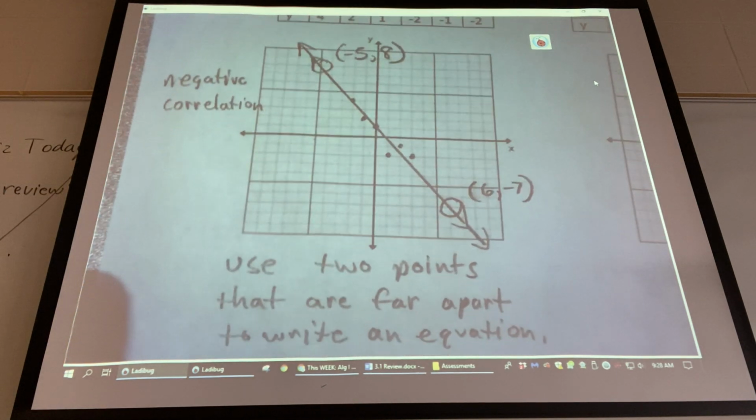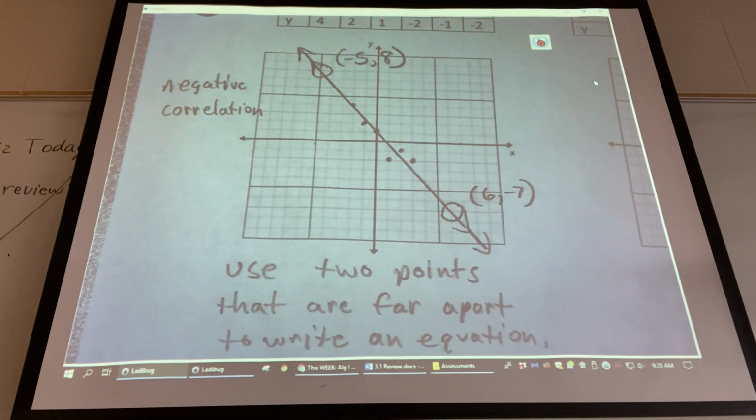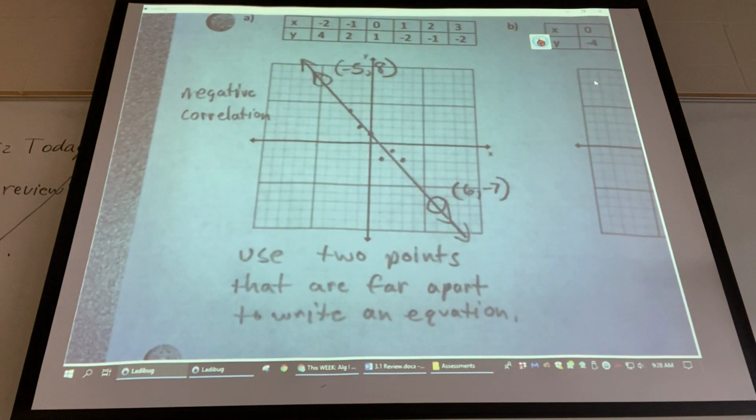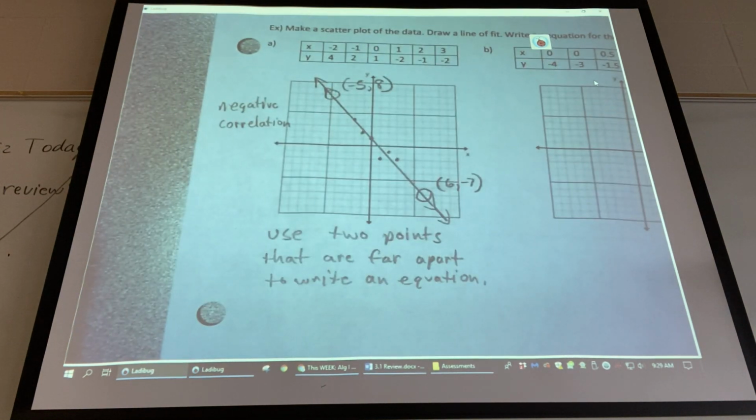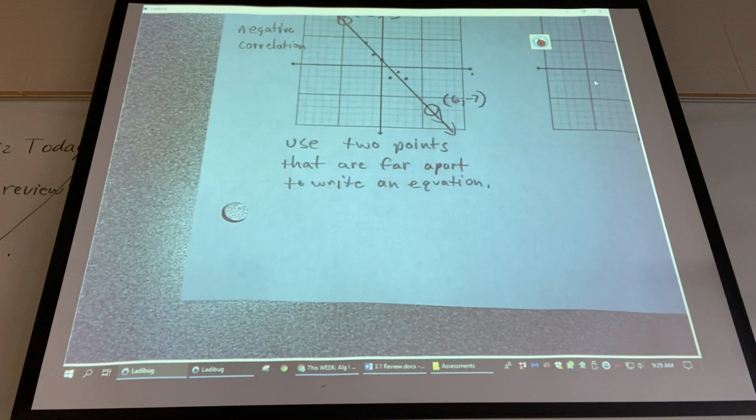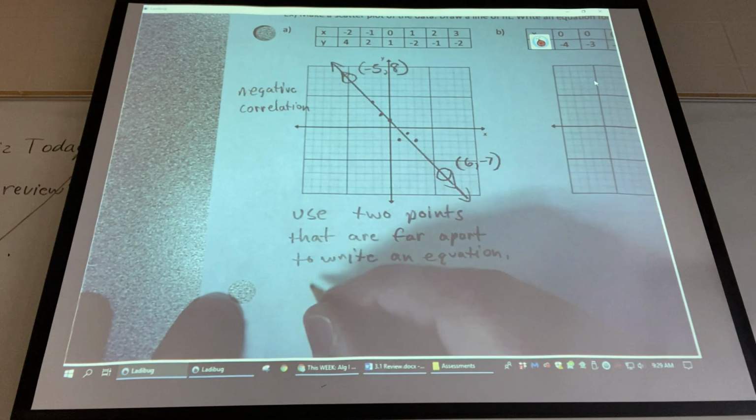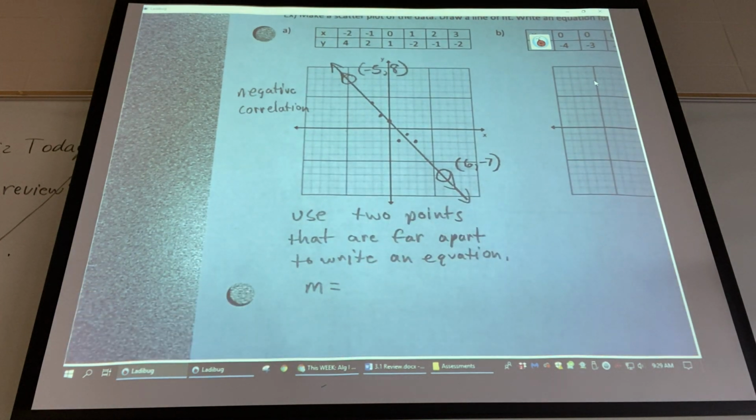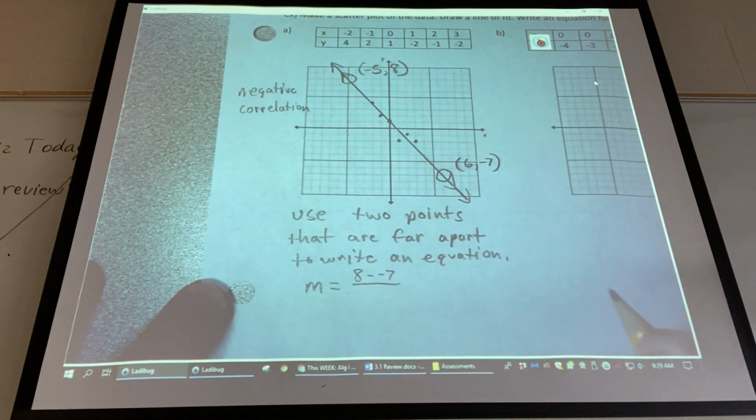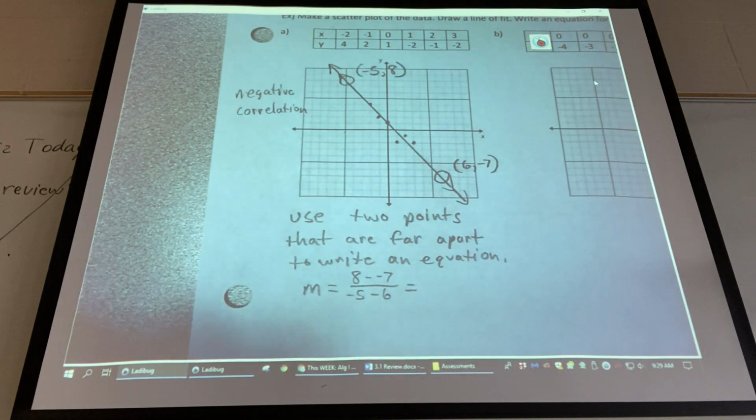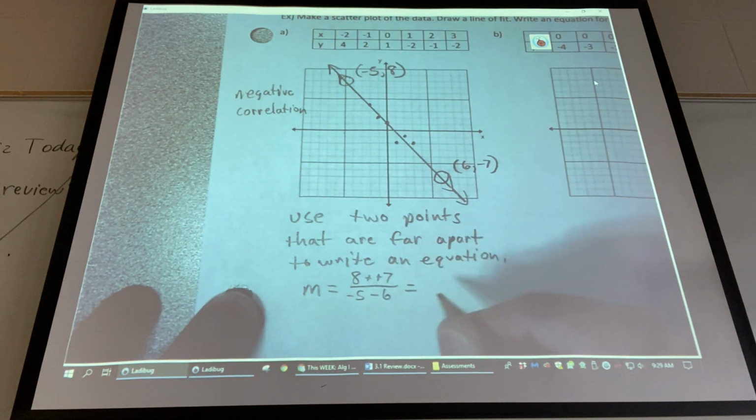-5, 8. Now that I've got 2 coordinates, can I write an equation of a line? Yeah. You betcha. You bet we can. So, down here at the bottom, I'm gonna find the slope using my 2 points. I get to do 8 - 7. And because I did that, I'm gonna do -5 - 6. And I get a slope of 15/-11.